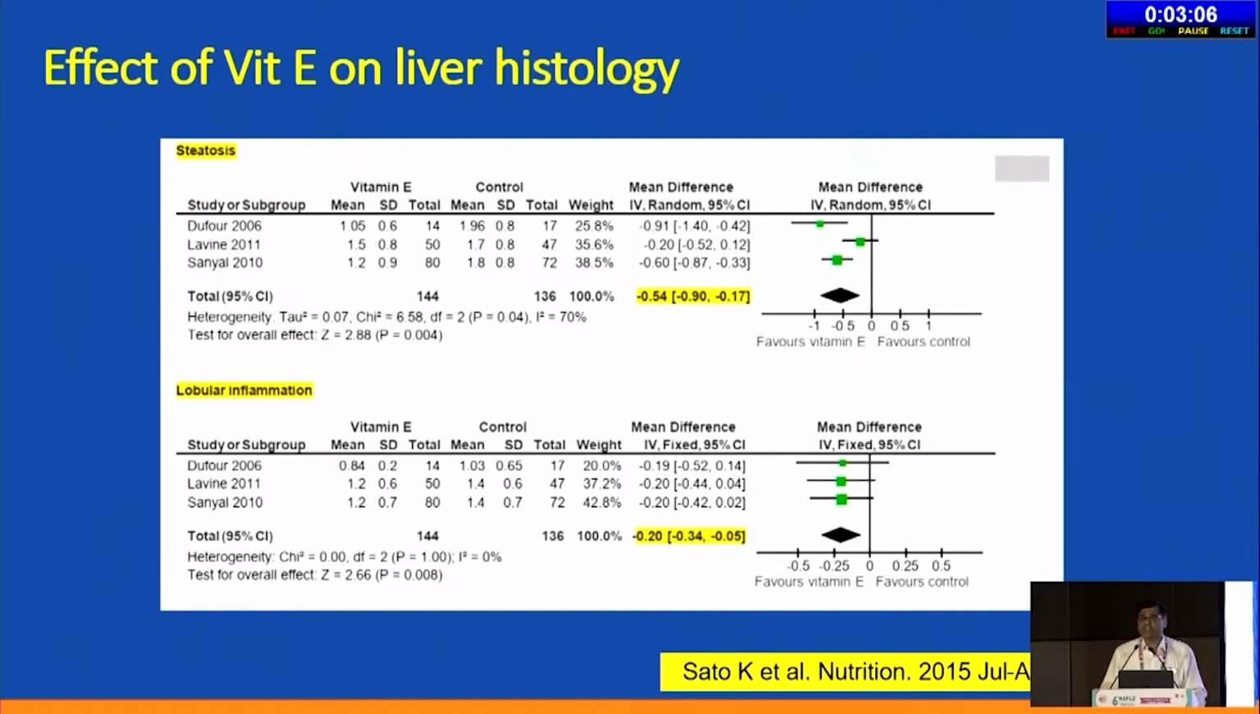And similarly, different components of liver histology were also improved, like steatosis was reduced by 0.5 unit and lobular inflammation by 0.2 unit. Hepatocellular ballooning was reduced by 0.34 unit and fibrosis by 0.23 unit.